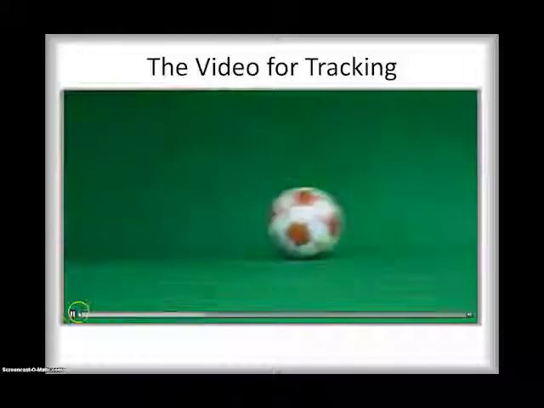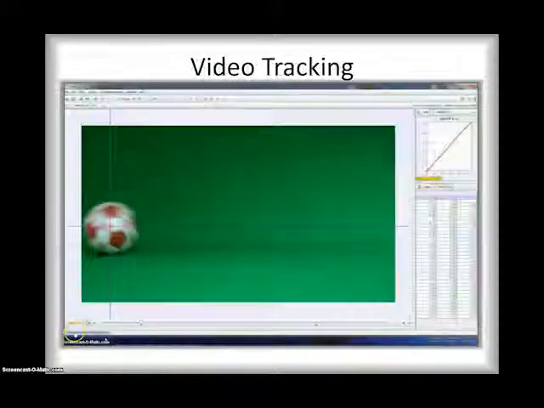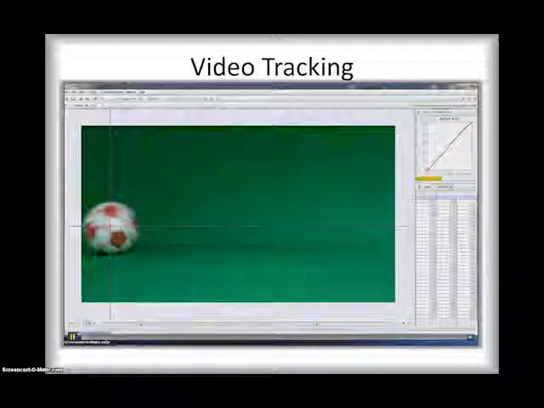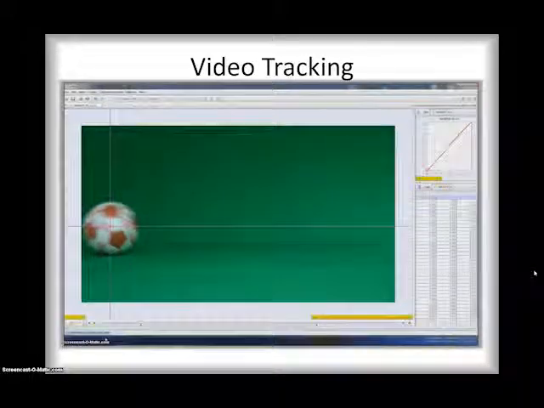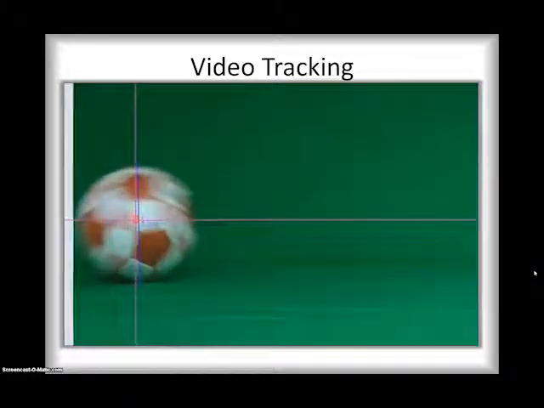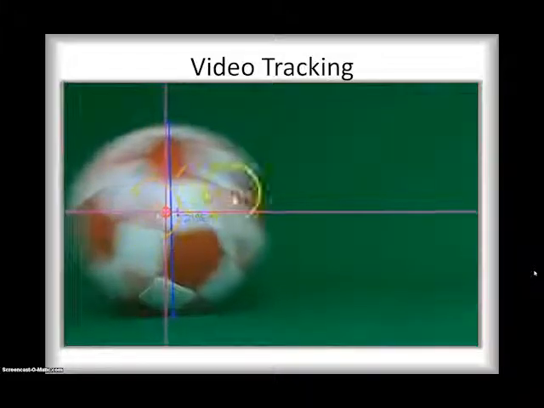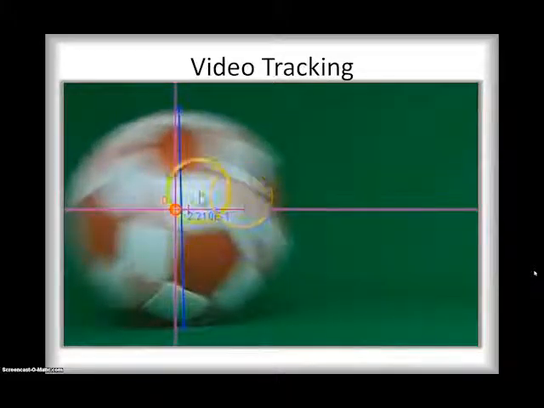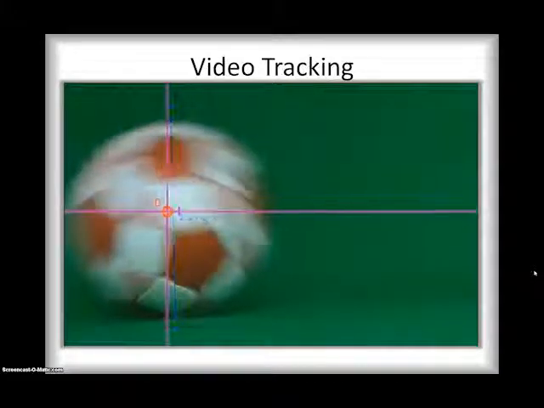So the video we tracked was a ball moving across a screen, and we brought it into Tracker right here. Now we found the diameter of the ball by taking the circumference and dividing by pi, and it was 22 centimeters, or 0.22 meters.